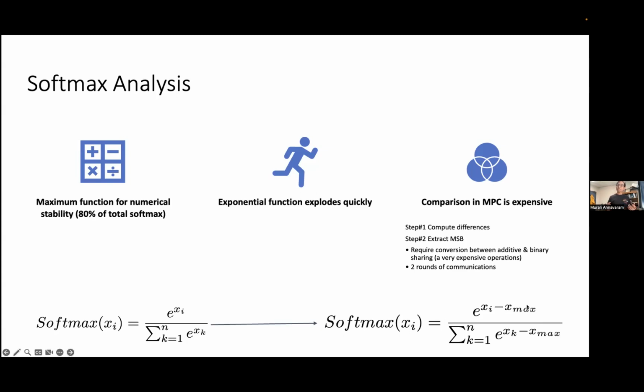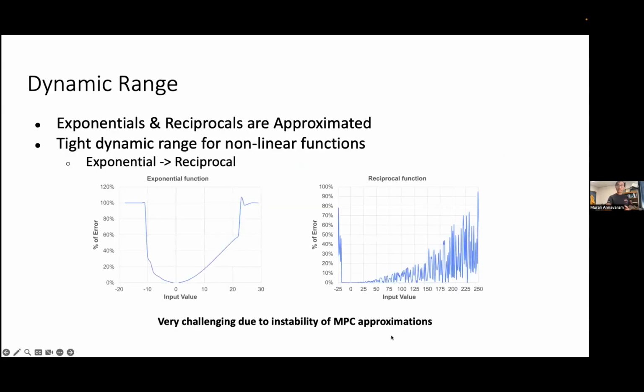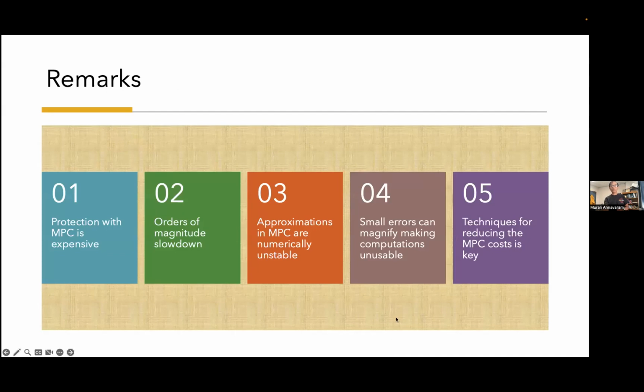And the max computation is a substantially problematic cost in an MPC setting, because you have to transform additive shares to secret shares, additive shares to binary shares, and do all kinds of computations to essentially compute the maximum value of a set of numbers. And that is the reason why you see a substantial slowdown that we actually showed in the previous slide. And so this is the reason that we see as a big issue.